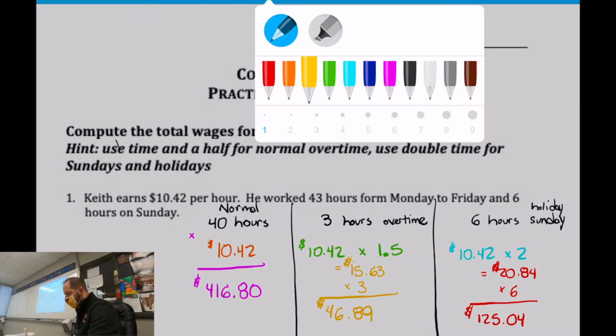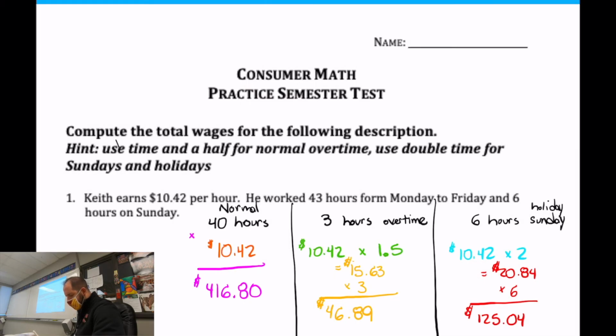So we did all the math. We added them all up. What is Keith's total pay? $588.73. That's a monster paycheck. That's a pretty good paycheck in 1 week. I think it is anyway.